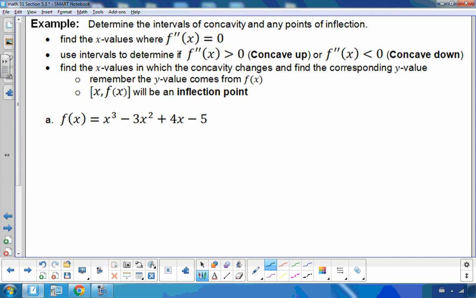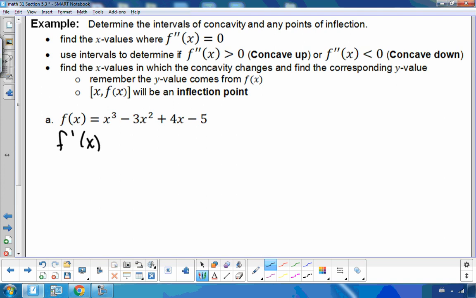So algebraically, to determine your intervals of concavity and any points of inflection, we're going to find the second derivative, and we're going to set that to 0. Then we're going to use interval testing, just like we would for intervals of increase and decrease, but we're doing it with the second derivative now. We're looking for where it's concave up or down. So we're going to find those x values, those key points where the concavity changes. And then we're going to take that x value in the original function to find the coordinates of the inflection point.